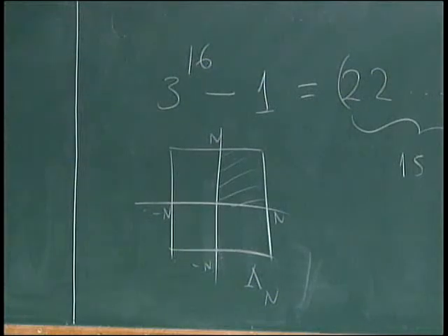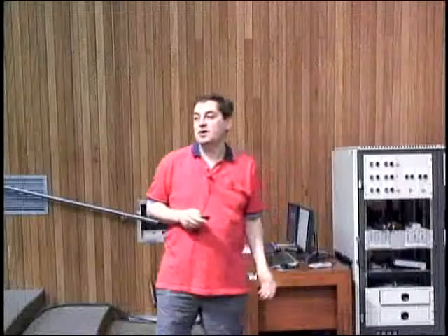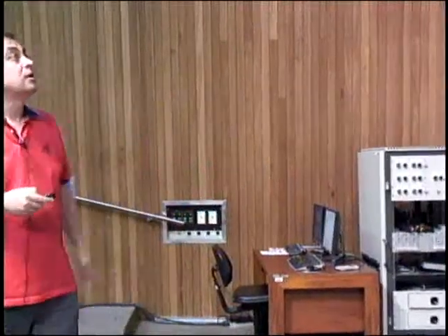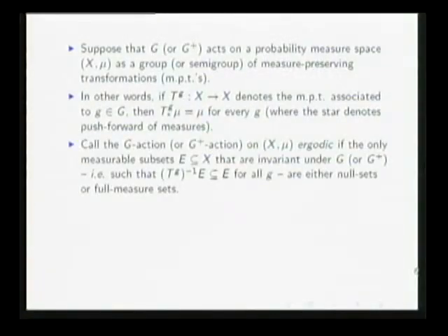So this is just notation in order to state the following. Now suppose that this abelian group acts on some probability measure space as a group of measure preserving transformations. Then you can define the concept of ergodicity in the same way. The action is ergodic if the only measurable sets which are invariant under the elements of the group are either null sets or full measure sets.